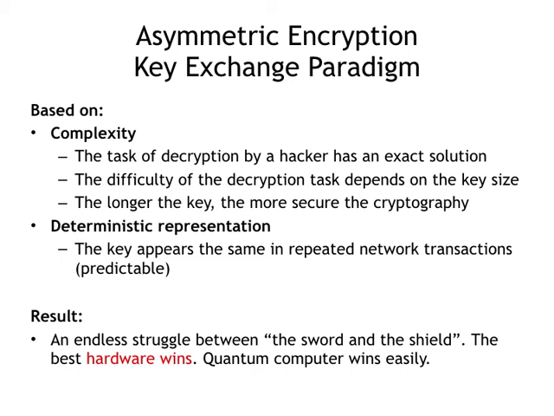Second, deterministic representation. The key appears the same in repeated network transactions. Predictable. From many points of view, it's not secure. End result, the endless struggle between the sword and the shield. The best hardware wins, and a quantum computer easily beats a classical computer. So we have endless competition. With a longer key, we have a more powerful classical computer. Now we say, okay, we can develop a longer key, but a longer key takes more time to operate. And finally, we are still slow to develop protection.